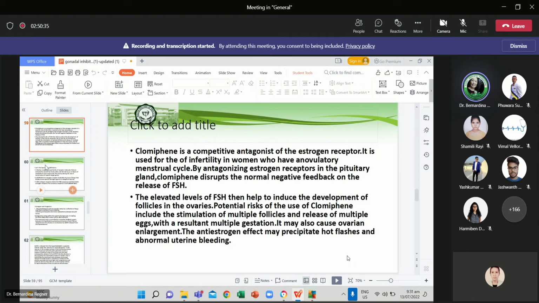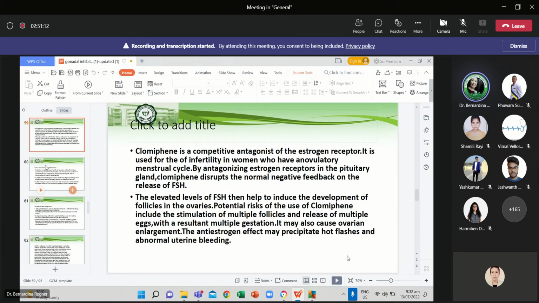By antagonizing the estrogen receptor in the pituitary gland, clomiphene will disrupt the normal negative feedback on the release of your FSH. So the elevated levels of your FSH will now help to induce the development of follicles in the ovaries. So that's how it will induce ovulation, with the help of your FSH and your LH. Did you get it?